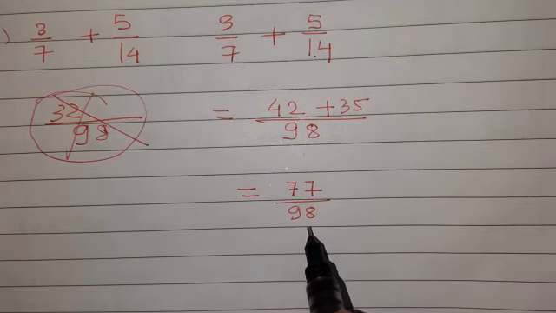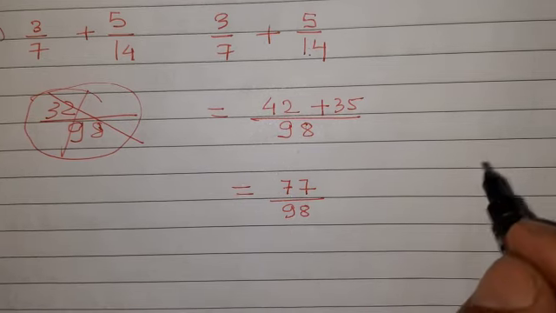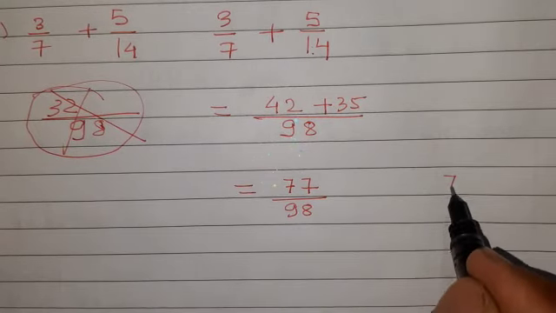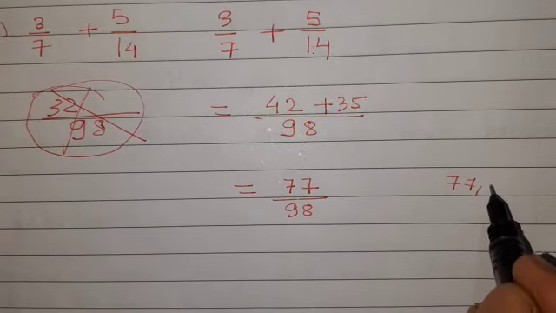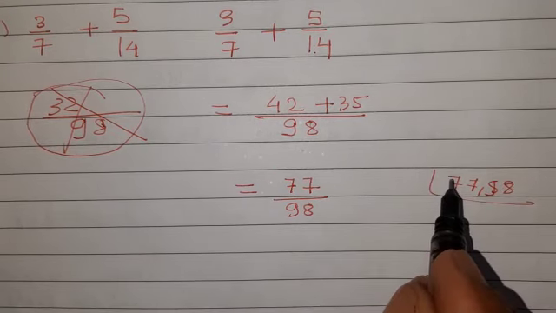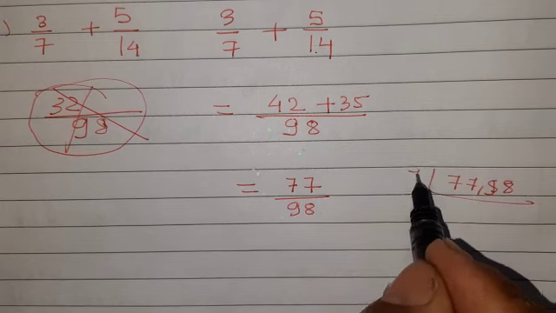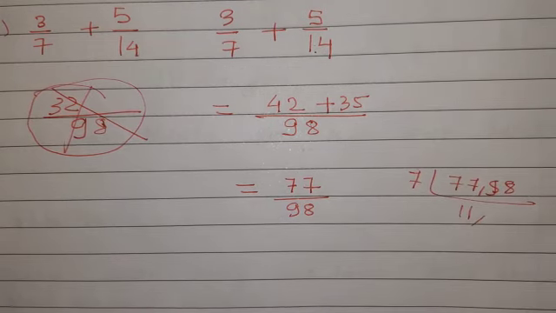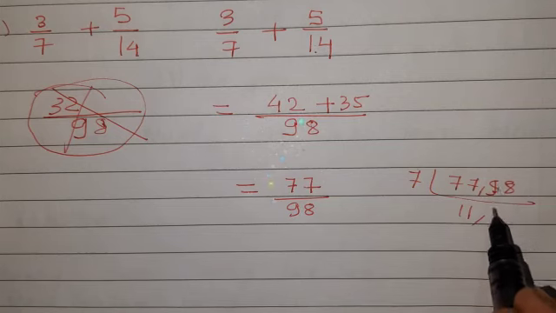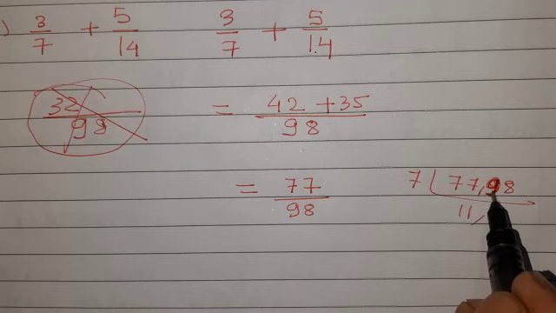Can we reduce it to the lowest term? No, we cannot. If we can, 7 1s are 7. Yes, we can. Just look here. 77 and 98. We can try by 2, but we are unable to do this. So for 77, we can try by 7. 7 11s are 77. And 7 1s are 7. This is 9. 7 1s are 7.